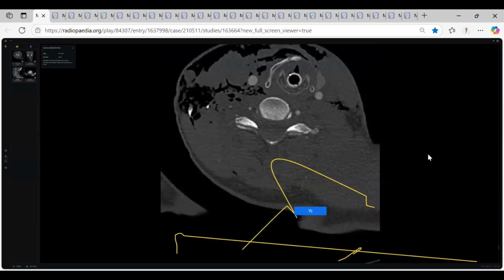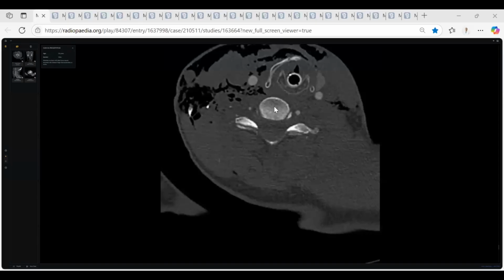My colleagues, there is somebody who added some annotation. Please don't use the annotation, please. Request again, doctor. Yes, sir. I have requested, sir. Okay, go on.